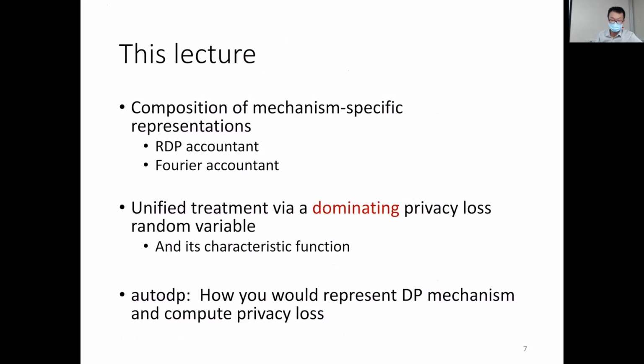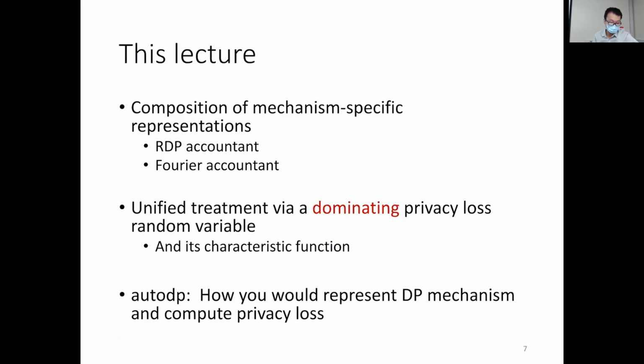In today's lecture, we are going to talk about how we can do mechanism-specific composition, and introduce two algorithmic ideas called the Rényi DP accountant and the Fourier accountant. We will also talk about how to do a unified treatment of these mechanism-specific analyses using something called dominating pairs and the dominating privacy loss random variable and its characteristic function. I'll explain the benefits of representing the mechanism in this fashion.